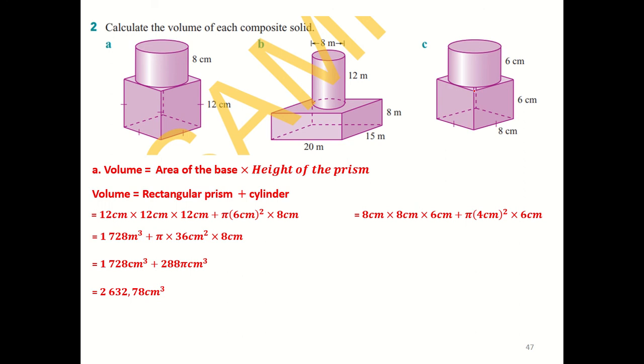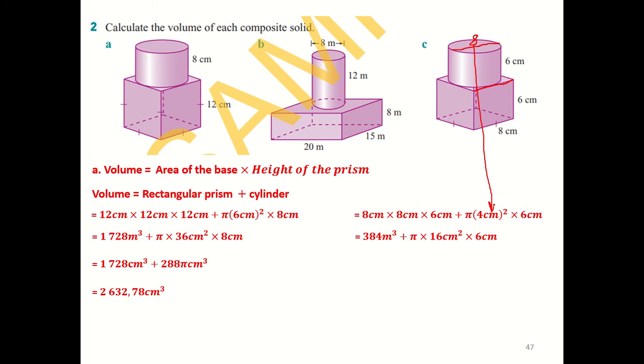Please note that the distance from here to there is 8 centimeters. Therefore, it makes sense that the distance from here to there is also 8 centimeters, and that will be your diameter. Therefore, you will simply take that 8 and divide it by 2, and it will give you 4. And that's what you're going to substitute where there's r, but the height of the cylinder is 6. That's why I multiplied that by 6 centimeters.